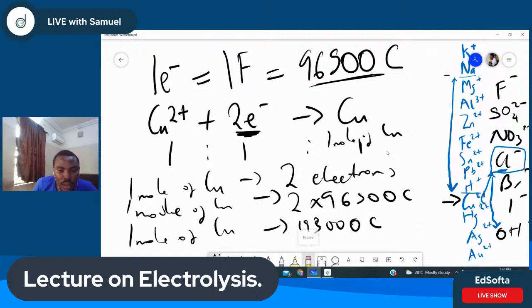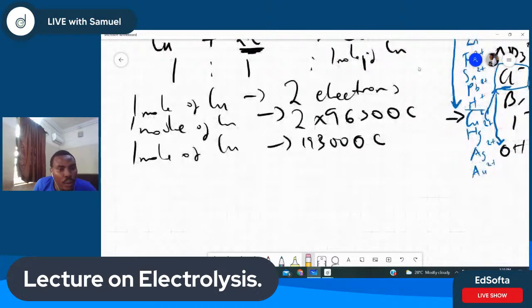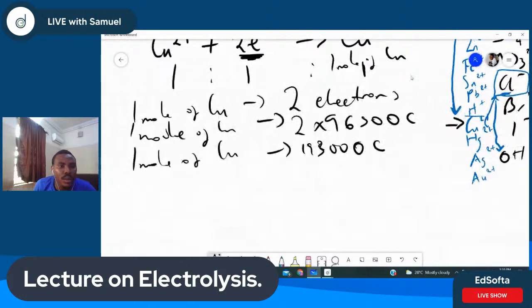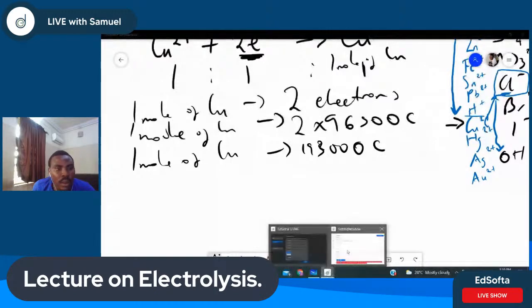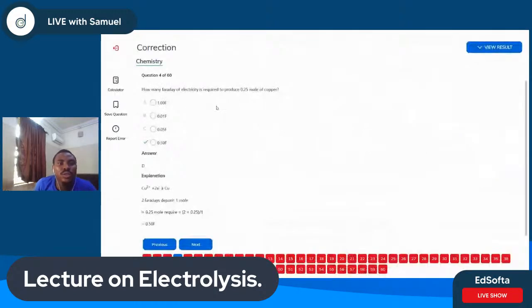193,000 coulomb to what? Discharge one mole of Cu. But now we need to find... The question was asking us to find how many Faraday of electricity is required to produce 0.25 mole of copper. So what do we do?